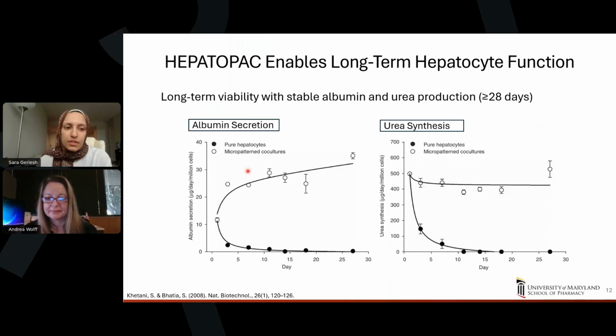So this is albumin and urea production. This shows that the cells remain viable and able to produce albumin and urea for a long period of time, up to 28 days. Here I'm comparing pure hepatocytes in the closed circles, and open circles are the HEPATOPAC model. So this shows consistent albumin secretion, and similarly in urea, where the levels are also much higher when compared to the decline in the pure hepatocyte culture.